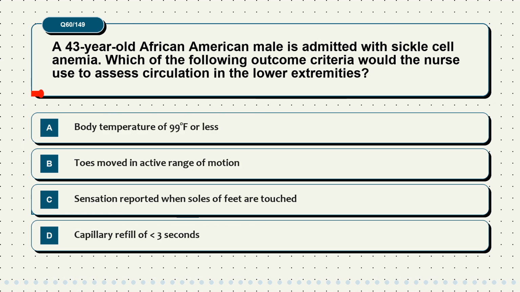Question 60. A 43-year-old African American male is admitted with sickle cell anemia. Which of the following outcome criteria would the nurse use to assess circulation in the lower extremities? Here are the options. Option A. Body temperature of 99 degrees F or less. Option B. Toes moved in active range of motion. Option C. Sensation reported when soles of feet are touched. Option D. Capillary refill of 3 seconds.